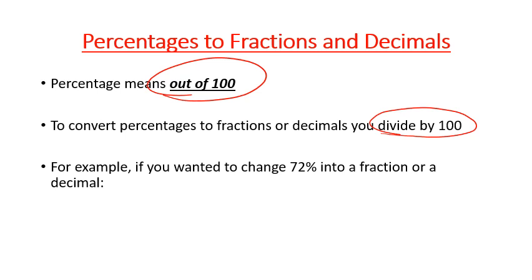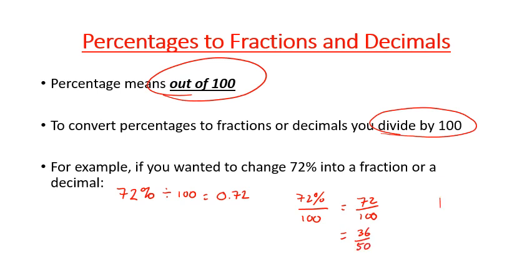So as an example, you've got 72% as a percentage, obviously. 72%. We want to divide by 100 in order to get it to a decimal. So if we divide by 100, that's going to give us 0.72 as a decimal. Let's say we've got 72%, and we want to divide by 100. That's going to give us 72 over 100 as a fraction. We can cancel that down to 36 over 50. That can be cancelled down again to 18 over 25.